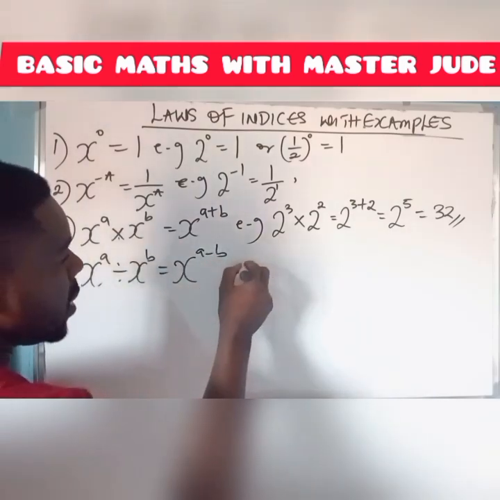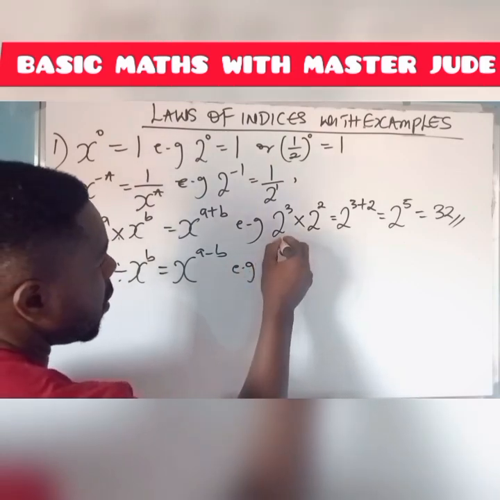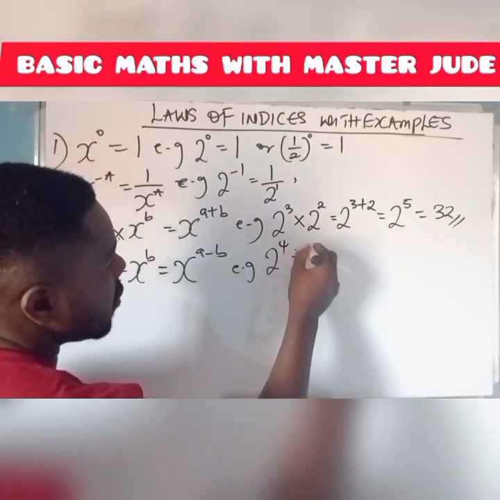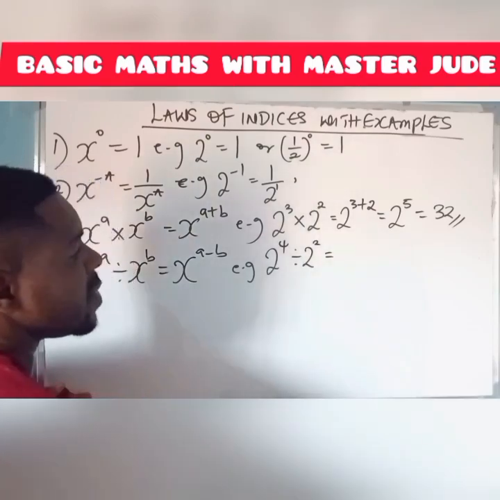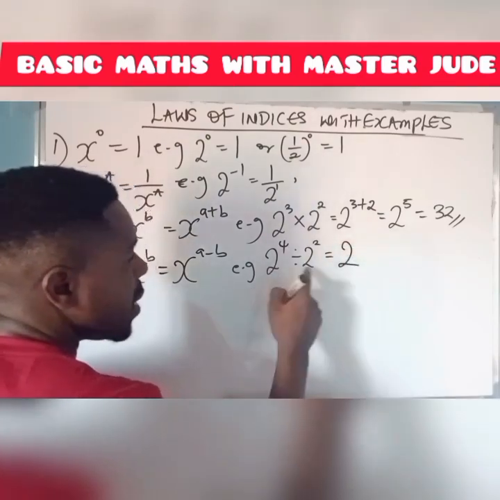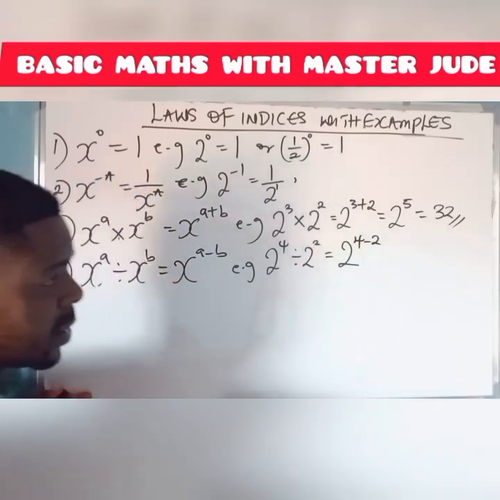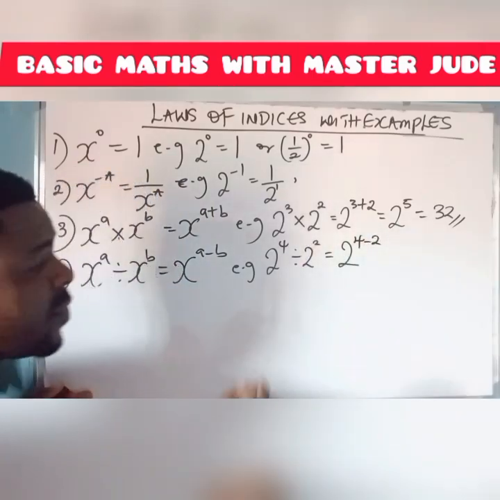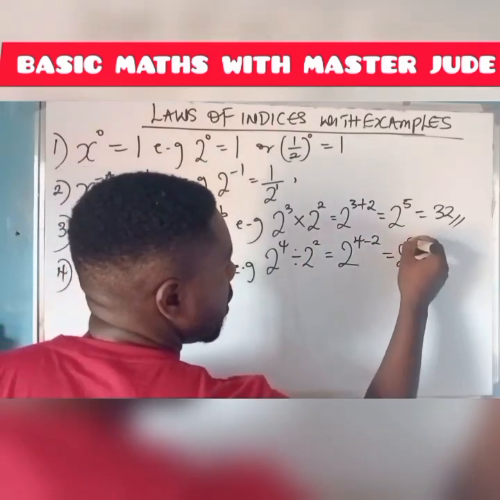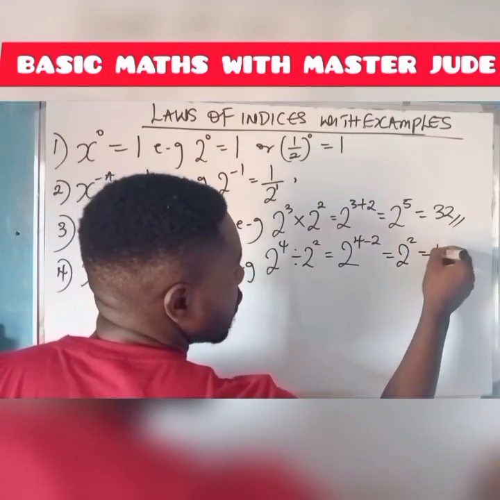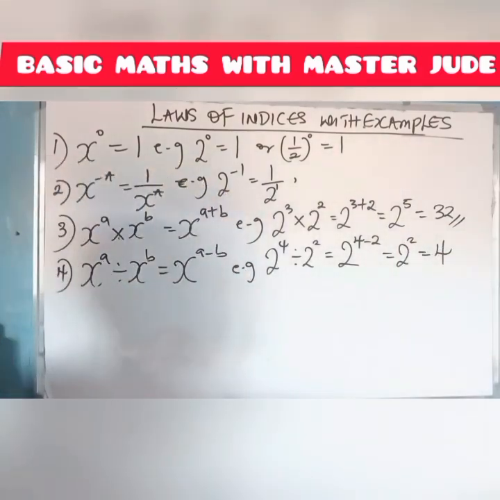Now, the example here says 2 raised to the power 4 divided by 2 raised to the power 2 is the same thing as 2, which is their base, you pick one, then we subtract their powers. And 4 minus 2 will give us 2. So this is 2 to the power 2, which is what? 4. 2 times 2 will give us what?